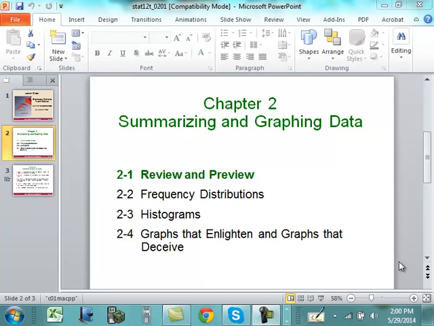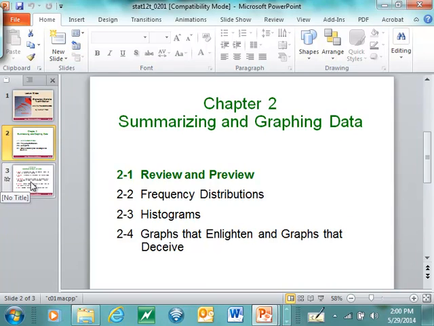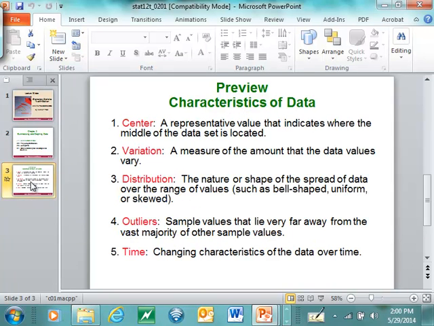Now here on statistics, we're going to continue talking about trying to turn data into information. And here in chapter 2, we'll talk about taking that data and organizing it. Now here in section 2.1, all we're simply doing is talking about some characteristics of data that we will be looking to uncover as we go through our analysis of our data.